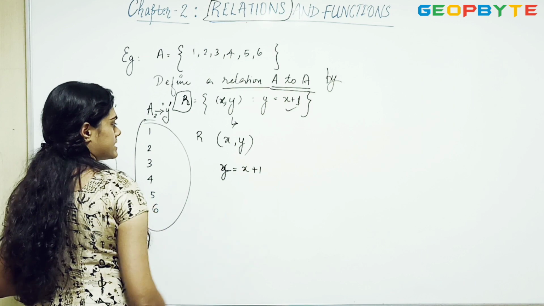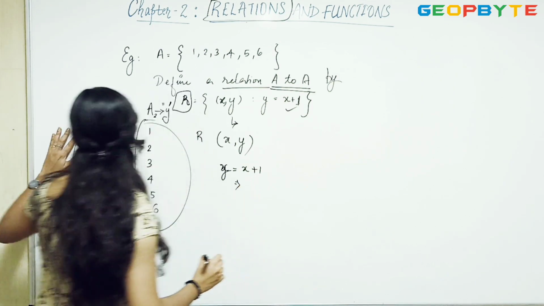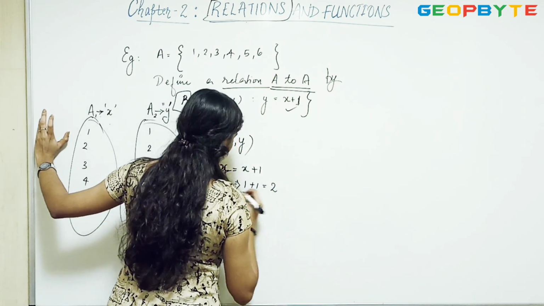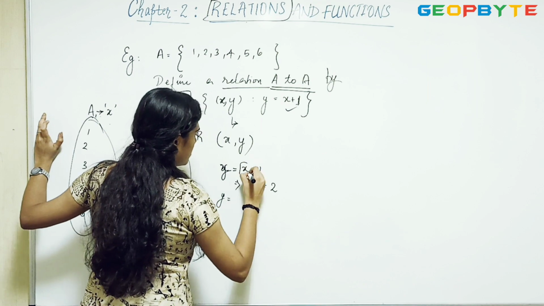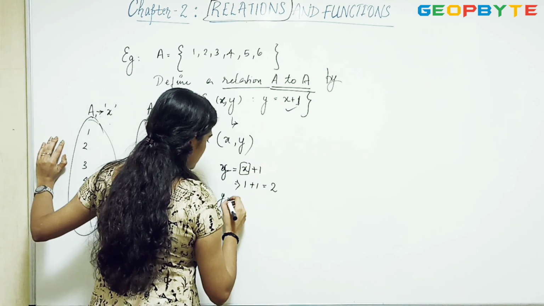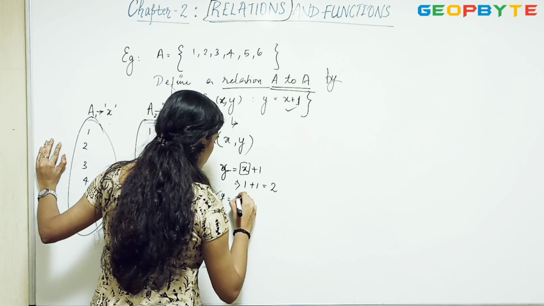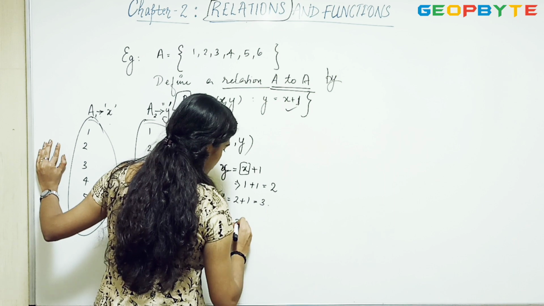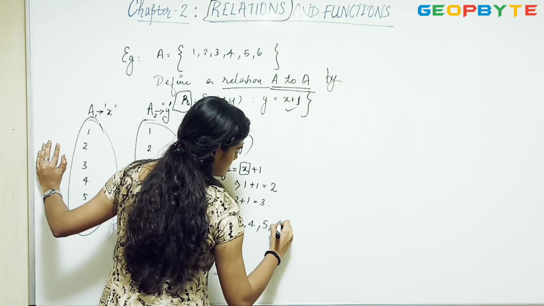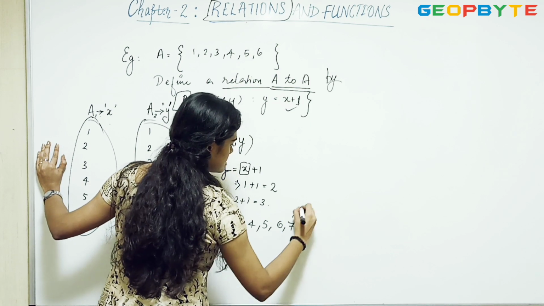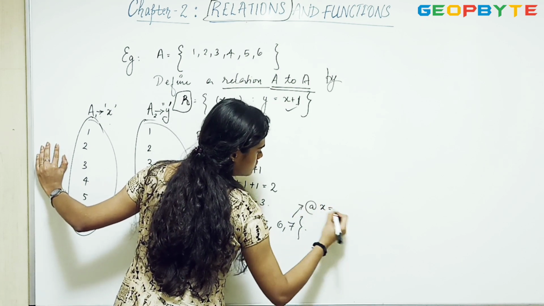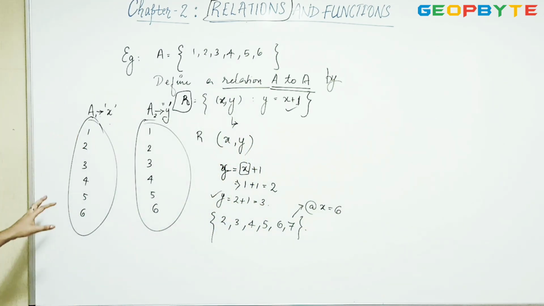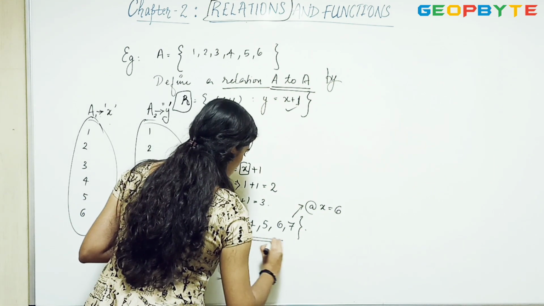So what is y equal to x plus 1? Where is x starting from? 1. So 1 plus 1 equals 2. For x equal to 1, you get y equal to 2. What is the value of y for x equal to 2? 2 plus 1 is equal to 3. So what are the elements I can get? 2, 3, 4, 5, 6 and 7. This is at x equal to 6.